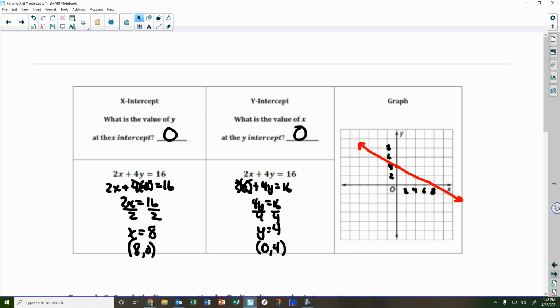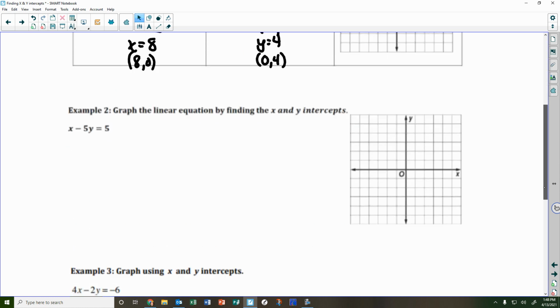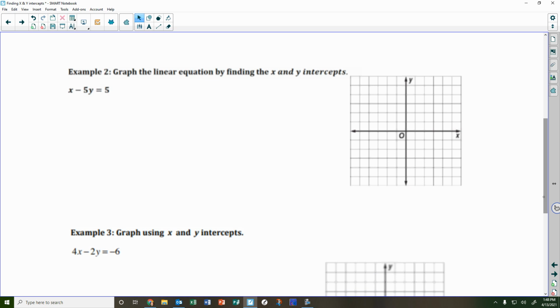So again, I want you to try example 2 and 3 on your own here. They're both in that ax plus by equals c format, all right? And try to find the x and y intercepts. So I want you to pause this video real quick and give yourself some time to work on it. And then when you're ready, we will go see how you did through examples 2 and 3.